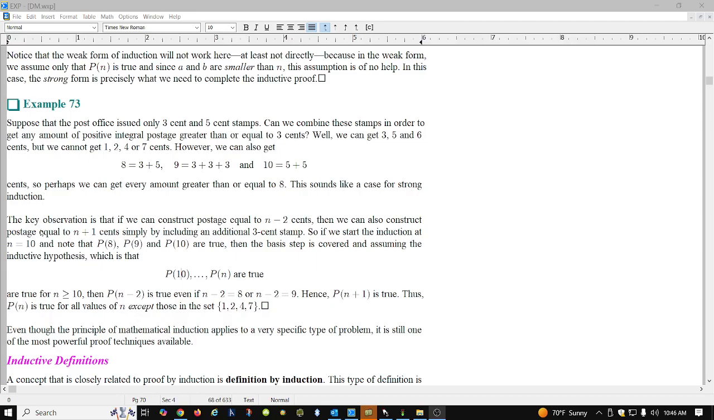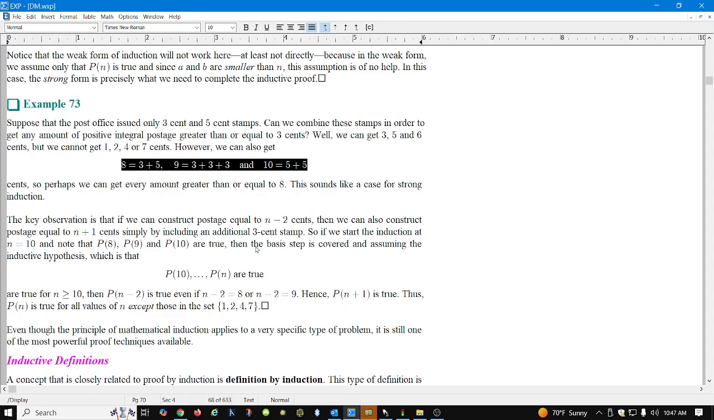So if we start the induction at n equals 10 and simply note that P of 8, P of 9, and P of 10 are true, which we saw up here, that will take care of the basis step, which is P of 10. That's true. And the inductive hypothesis will look like this: P of 10 through P of n are true, where n is at least 10.